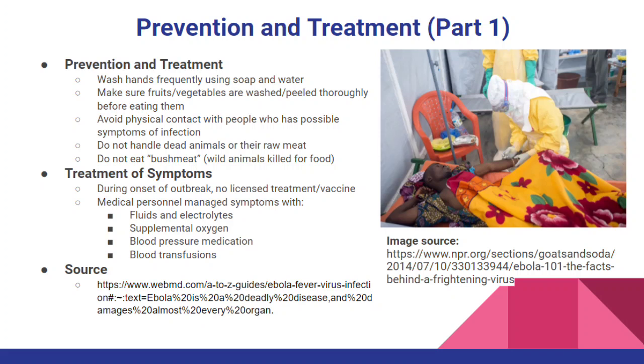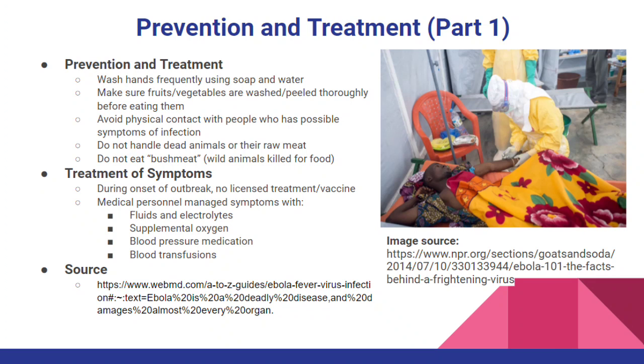Avoid physical contact with people who have possible symptoms of infection. Do not handle dead animals or raw meat. Remember that Ebola can spread from dead animals that are infected with Ebola, especially their blood. Lastly, do not eat bushmeat. As I said before, bushmeat is meat that comes from a wild animal. It may or may not be infected with Ebola, so be cautious of this.